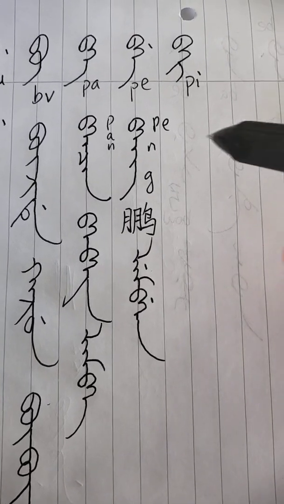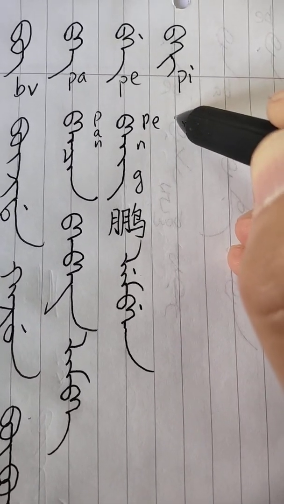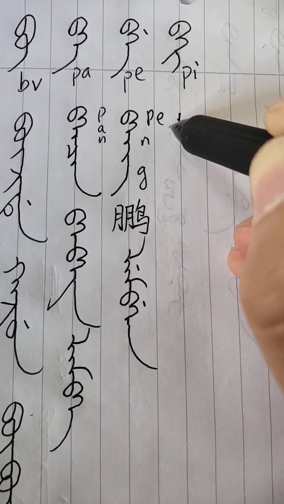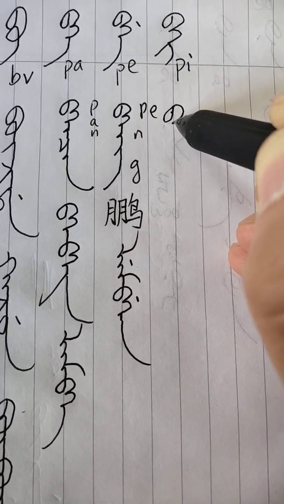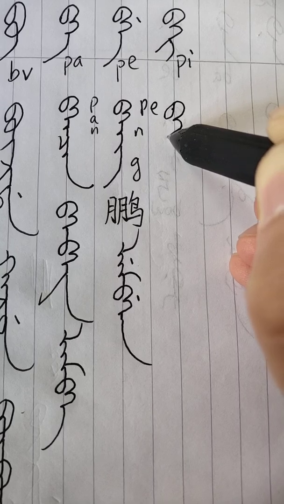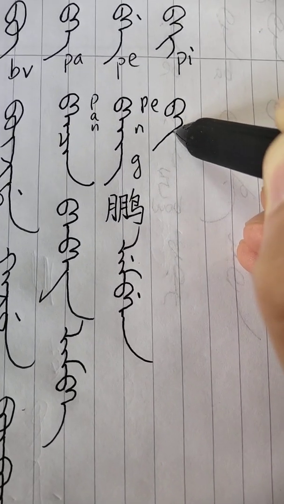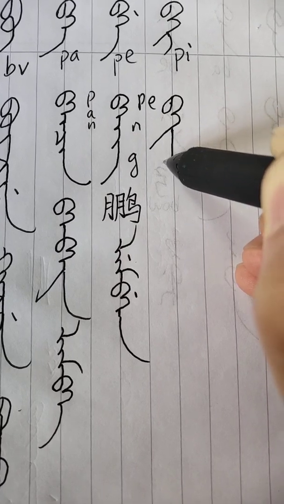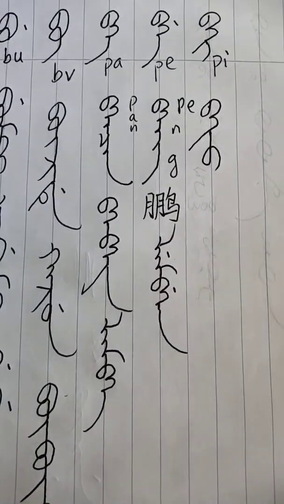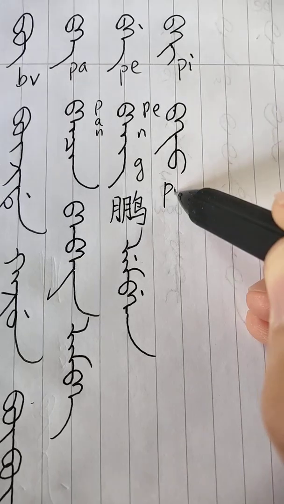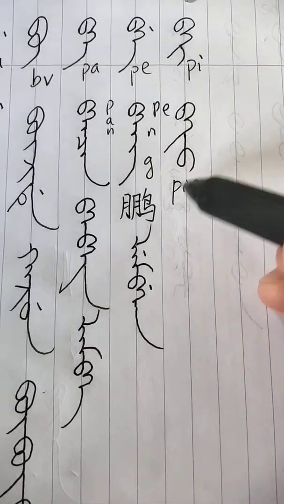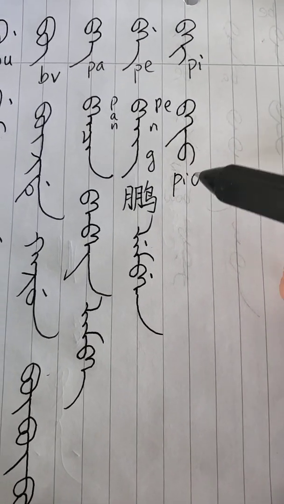P. Okay, so for example, 飘. It should look like this. This is yi. Okay, this long stroke means yi, and then you put an o here, 飘. So okay, this is romanized text, 飘.